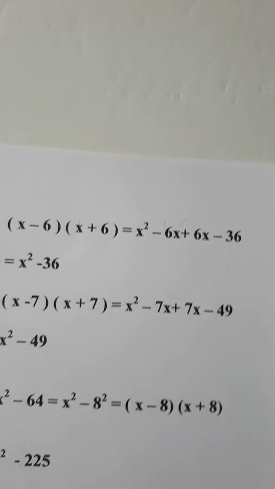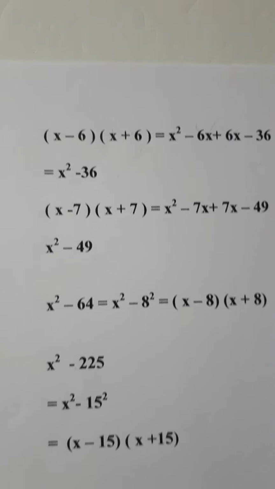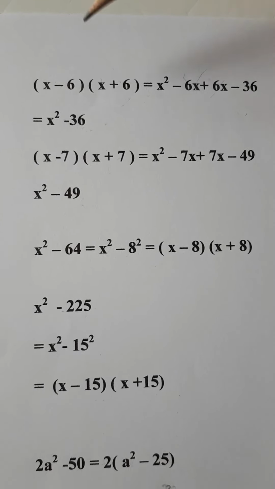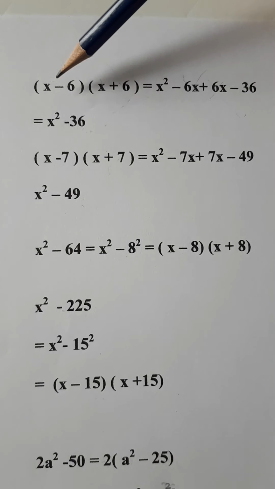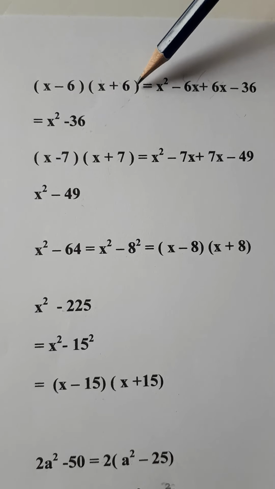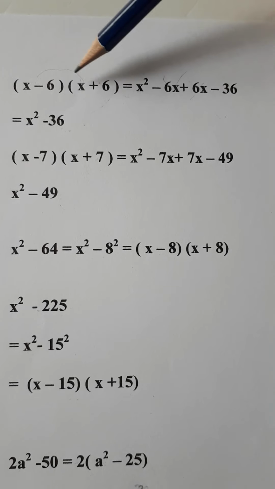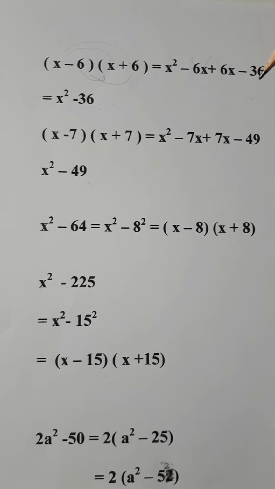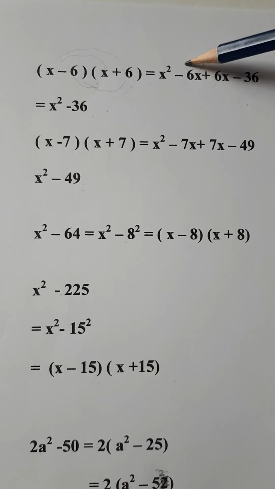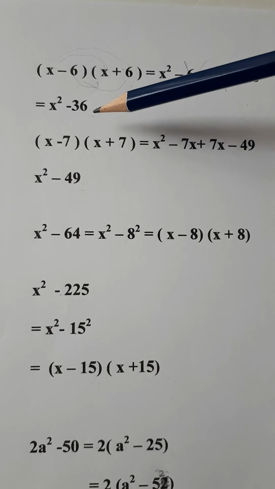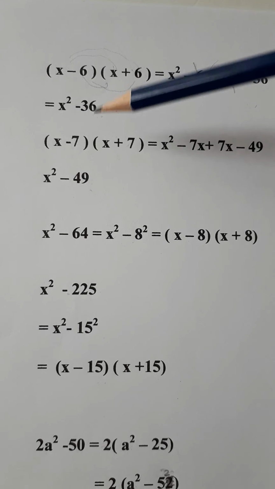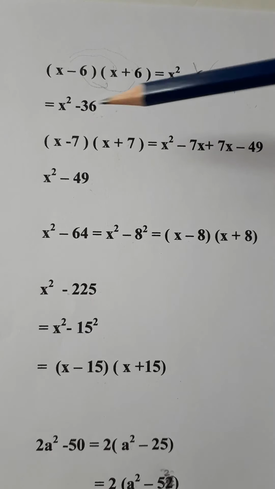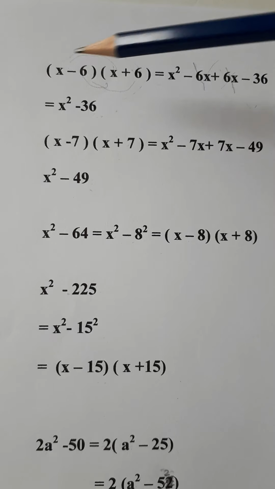And now I'm going to show you the difference of squares. Before that, let's multiply these two expressions: something minus 6, something plus 6. What do you get? x squared plus 6x minus 6x minus 36. They cancel out. So the answer is x squared minus 36. So 36 is a perfect square. Therefore, we can see that the factors of this expression are x minus 6, x plus 6.